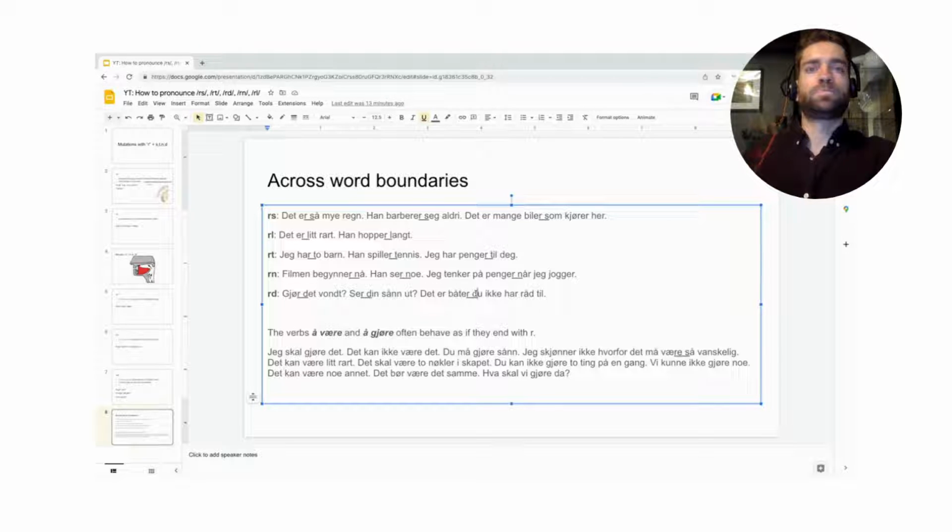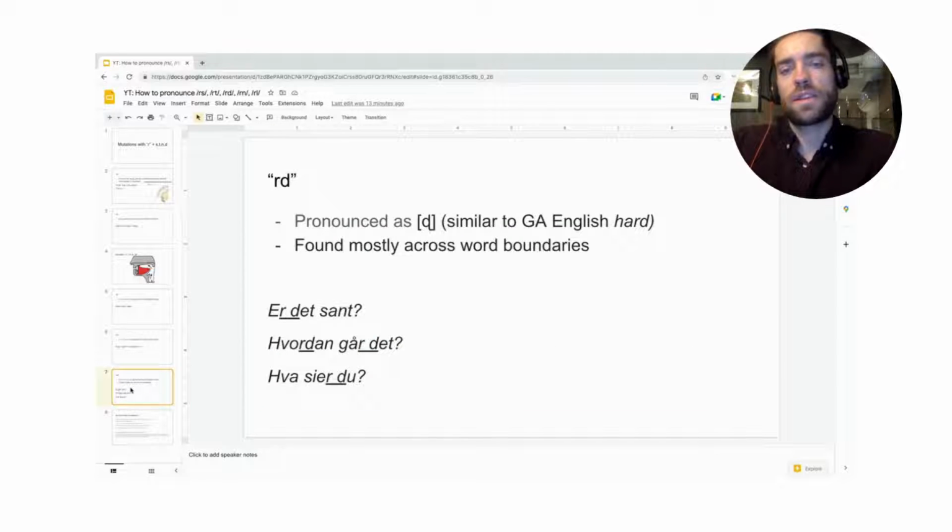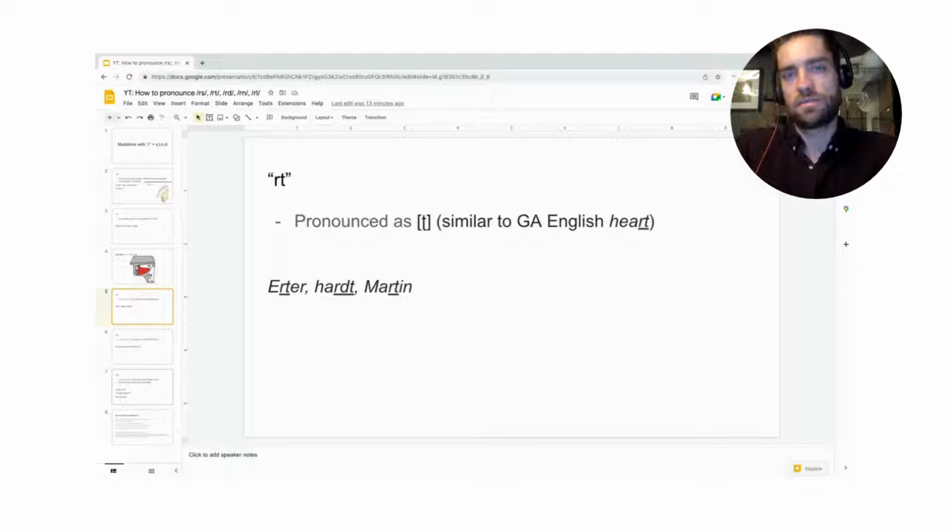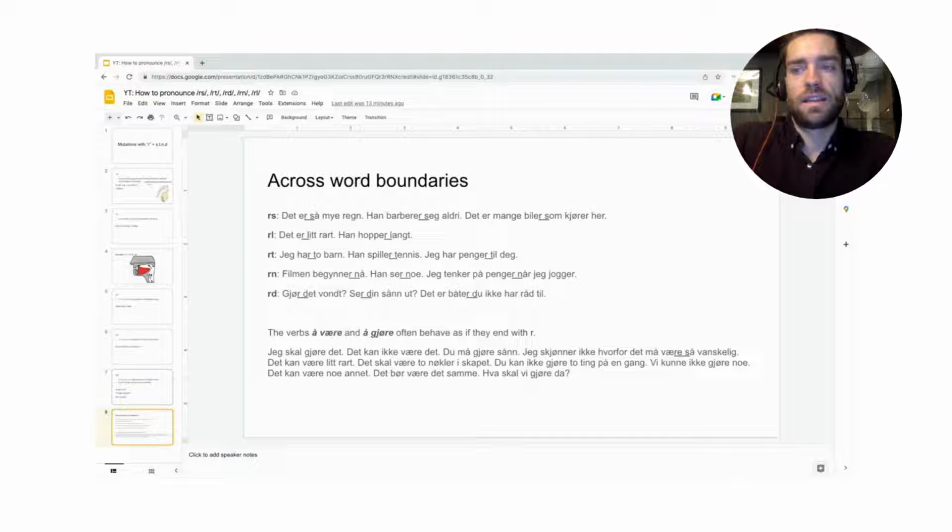So I guess my point is that you should try to identify this when you hear it, because it will make your comprehension of Norwegian better. And you can try to do it as well, of course, but the most important is probably the comprehension. When we talk about word boundaries, it's important that you also do it within words, such as words which have RN, RT, RS, but you should also try to integrate some of these across word boundaries.